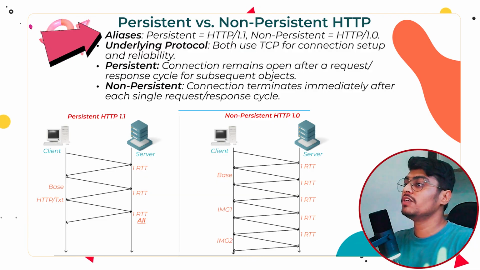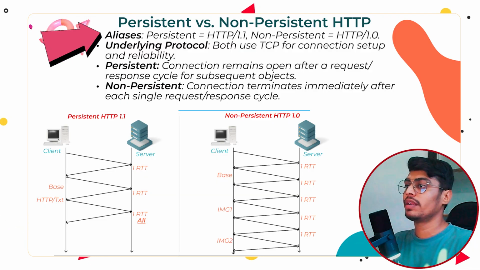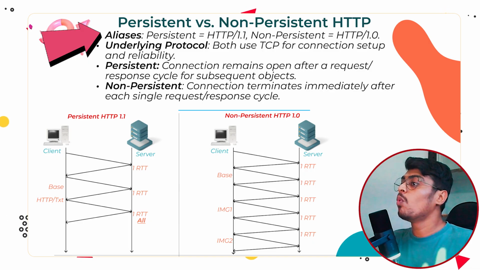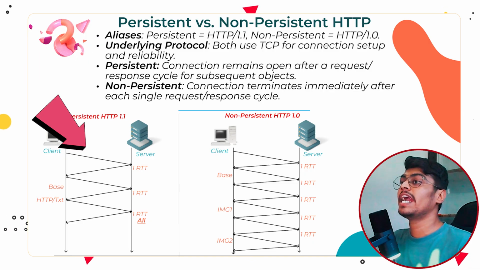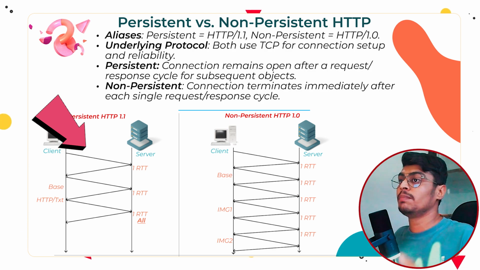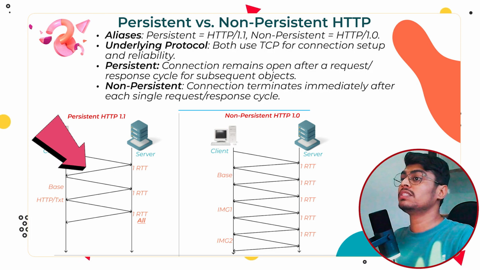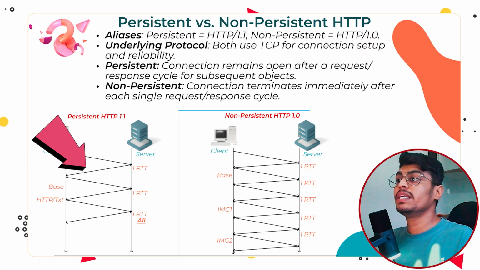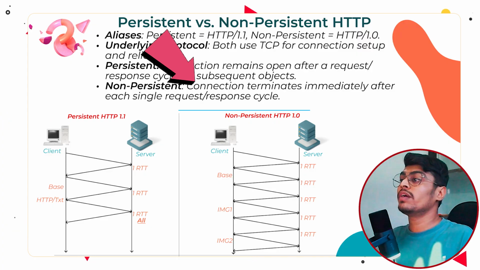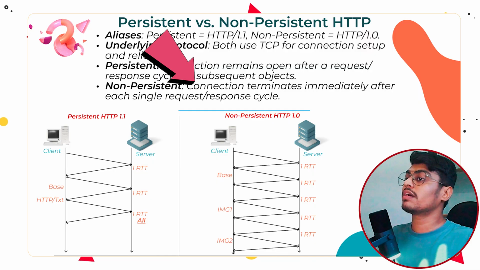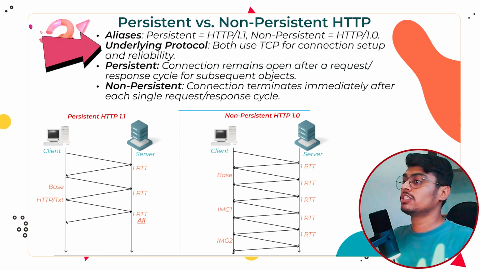Persistent HTTP is called HTTP 1.1, and non-persistent HTTP is called HTTP 1.0. See, what does persistent mean? Persistent means lasting. In simple terms, you send a request, you get a response, and even after that the connection remains established. The connection will not be discontinued. Non-persistent means that as soon as one request and one response come, it breaks the connection right away. Remember the first point: HTTP is either persistent or non-persistent.